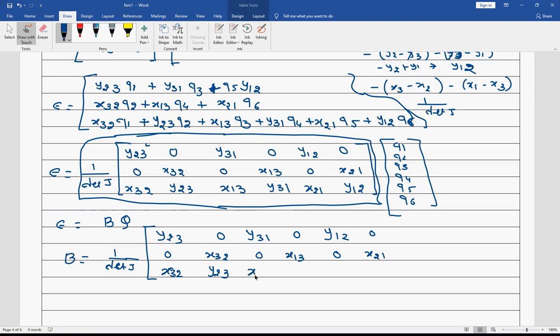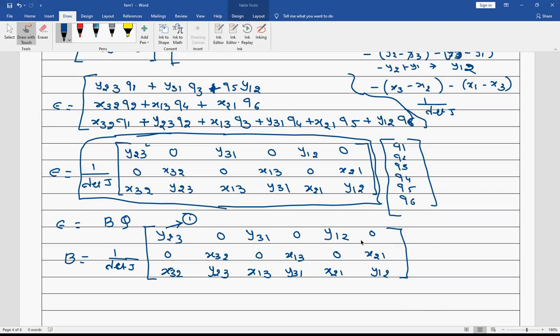Then this x13 is going to come here, then y31 is going to come here, then this x21 is going to come here, and finally the y12 is going to come here. Okay, so in this way you can easily memorize this. So you have to remember this first element, that is 2 3. So if you are able to remember, then you can go with the whole stuff.